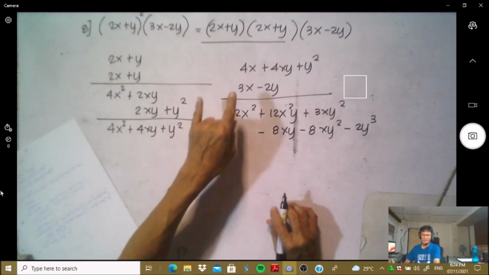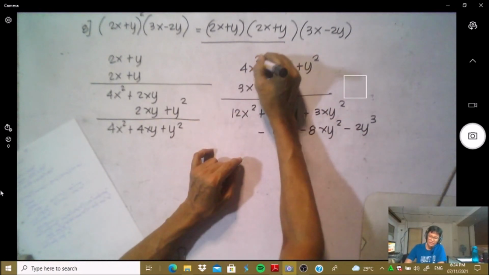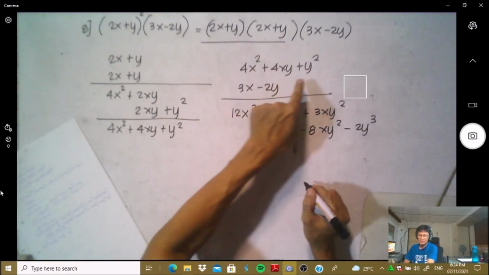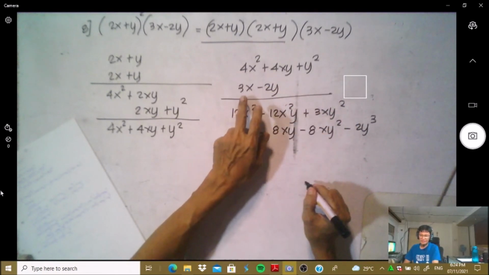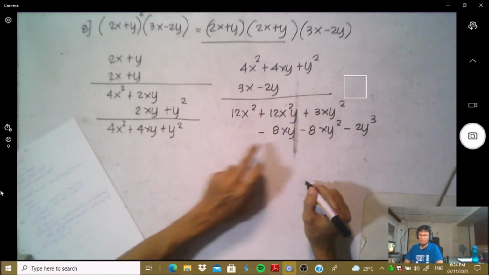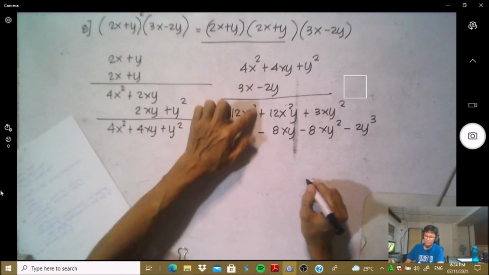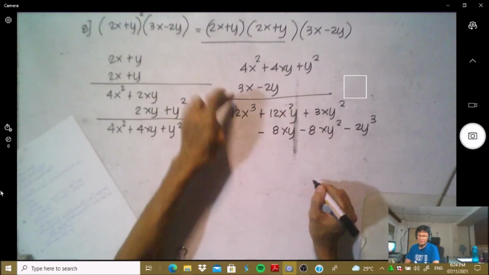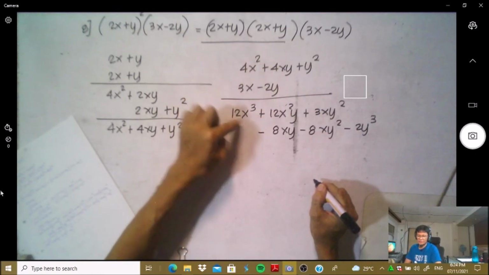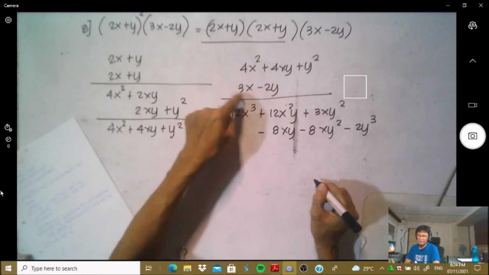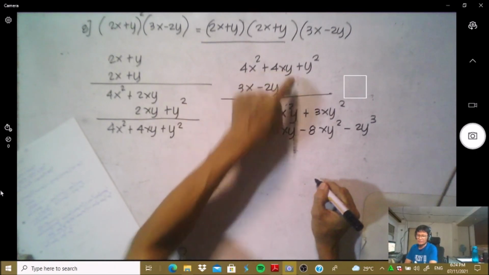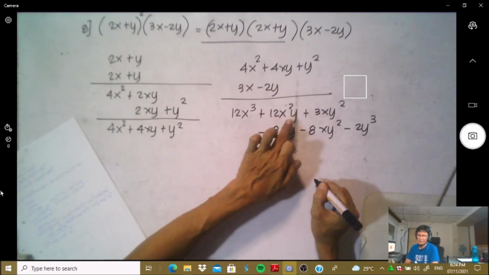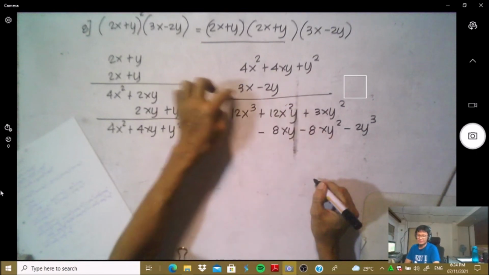Then we have 4x squared plus 4xy plus y squared. And we have 3x minus 2y. So we have, this should be cubed. Okay, so 3x times 4x squared is equal to 12x cubed. Then we have 3x times 4xy is equal to 12x squared y. Then plus 3xy squared.